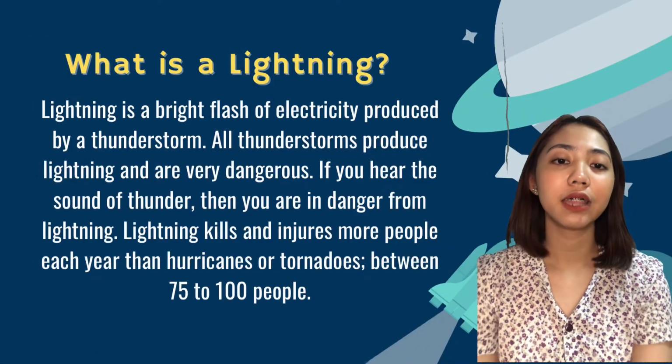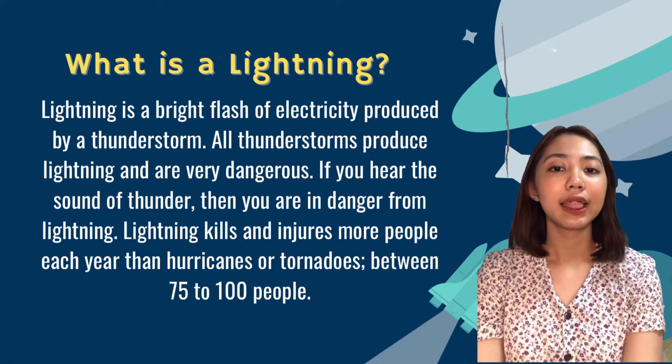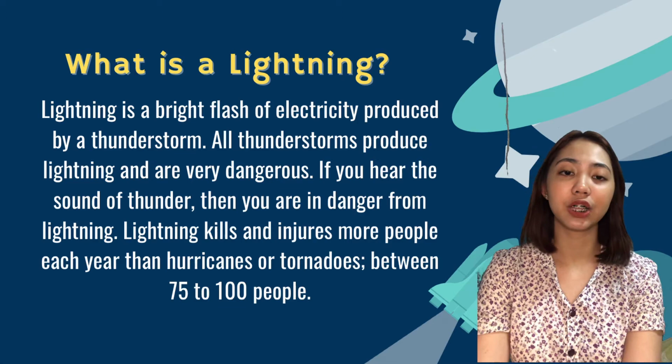It is stated that thunderstorms are made out of lightning and thunder. Lightning is a bright flash of electricity produced by a thunderstorm. All thunderstorms produce lightning and are very dangerous. If you hear the sound of thunder, then you are in danger from lightning. Lightning kills and injures more people each year than tornadoes or hurricanes, between 75 to 100 people.